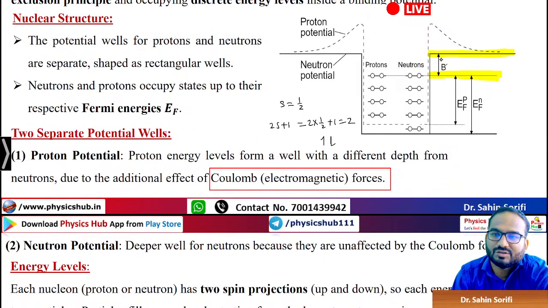Because of this gap of energy, the nucleons, protons and neutrons, could be bound inside the nucleus. So if you give this much energy, they will have sufficient energy to leave this potential well.